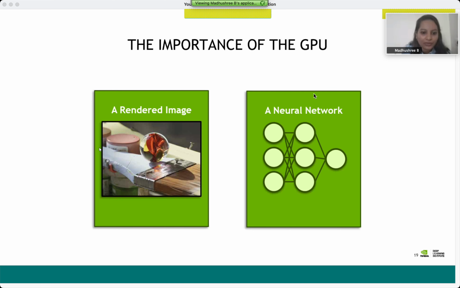GPUs were built for computer graphics, and then slowly people started using GPUs to perform the matrix multiplications required to train a large neural network on a large data set. That became the revolution. Now we are able to process all the data available to us in a few minutes or a few seconds because of GPU technologies.